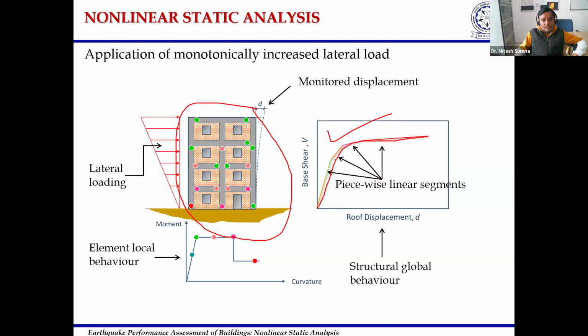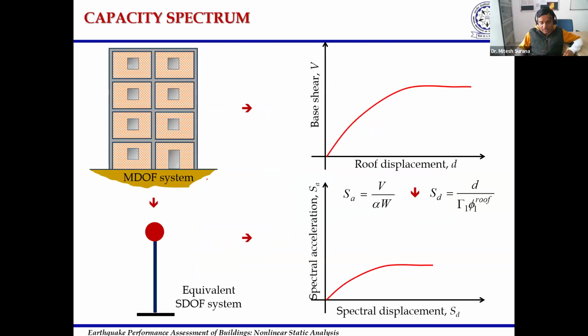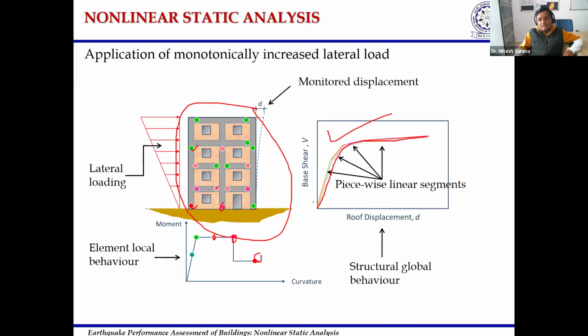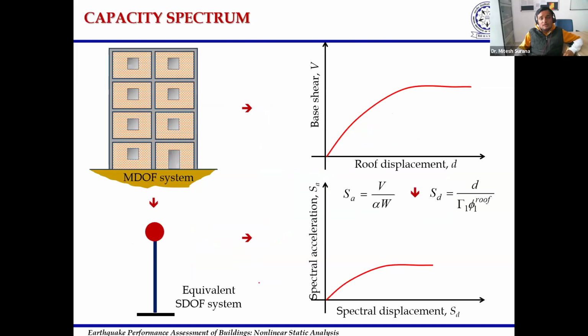For example, this member has yielded, and this particular member has reached near the collapse limit state. Similarly, this member has reached the collapse prevention limit state. This member has reached the life safety limit state. Likewise, we will have a clear picture of where the yielding is occurring, which members have yielded, and which members have not yielded.